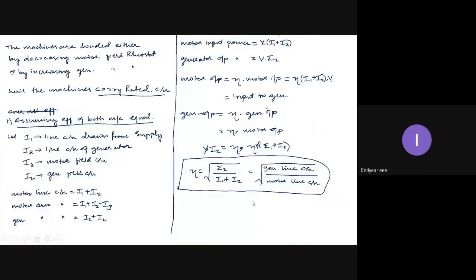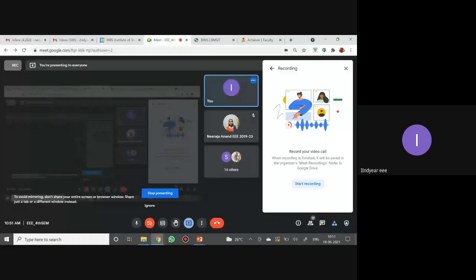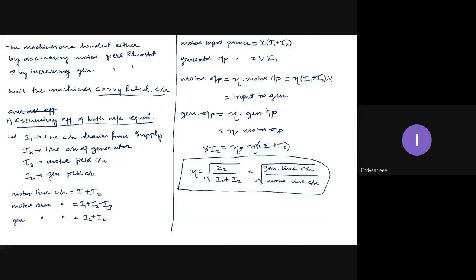In the last class, we have seen the efficiency of motor and generator, assuming both efficiencies to be equal. We have seen the Hopkinson test, its operation, how to load, how to operate, and how to start both the machines for their operation. Now we know practically there can't be two machines with equal efficiencies, because their stray losses will be different.